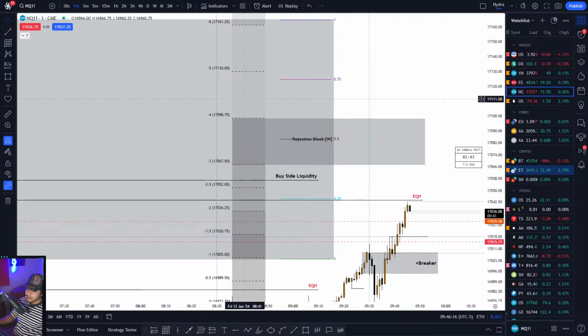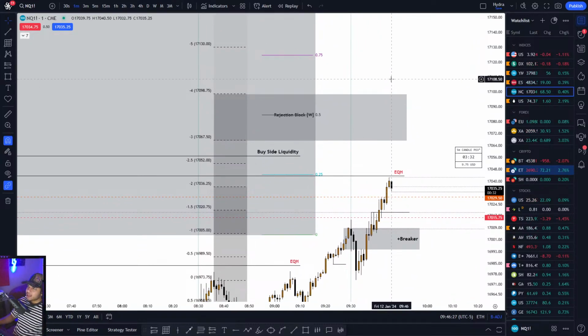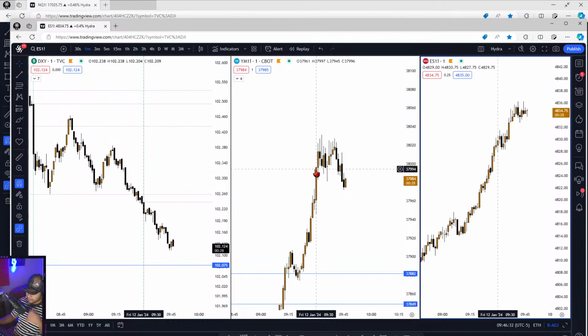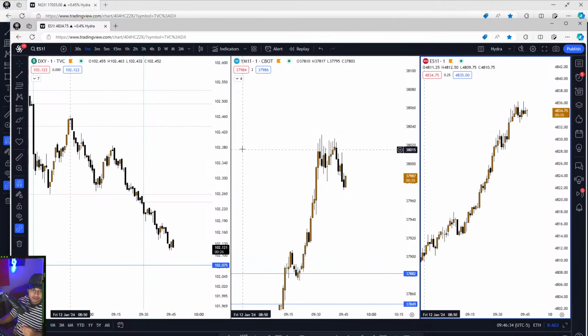So see, it's not giving you a signal, it's just giving you a good indication of where price can possibly reverse, and you will have to align it with other concepts as well from the higher time frame. So another thing that I can see on dollar and DOW, let's talk about this. We still have 4 minutes before we start our macro.